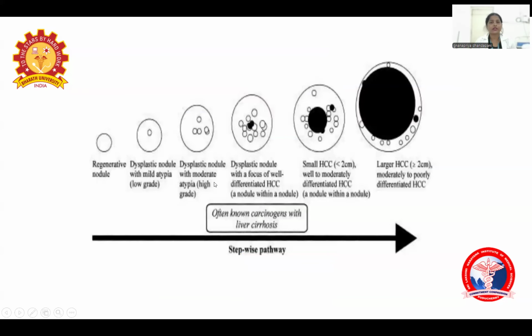So this is the image representation of hepatocarcinogenesis. First, regenerative nodules occur in the cirrhotic liver. Within this regenerative liver, there are foci of dysplasia. These foci of dysplasia become bigger in size with moderate to high atypia. Within this dysplastic nodule, there occurs a focus of hepatocellular carcinoma. Then this hepatocellular carcinoma will grow in size, giving a nodule-in-nodule appearance. Then it grows into a moderately or poorly differentiated HCC or a larger HCC, which is more than 2 centimeters in size.